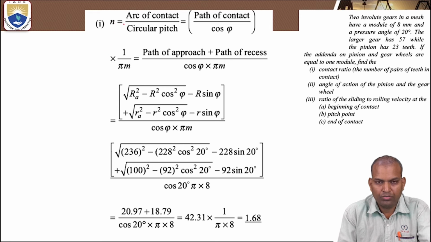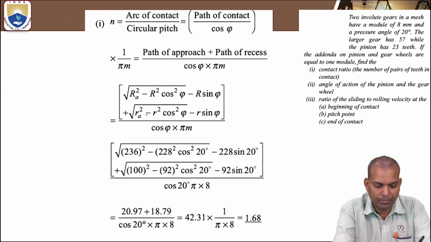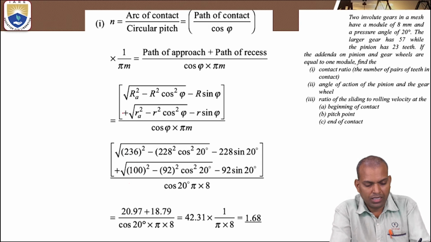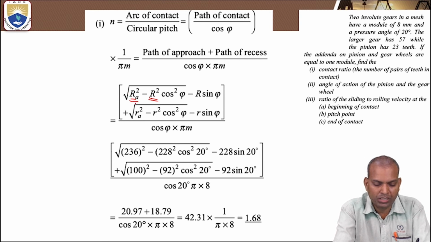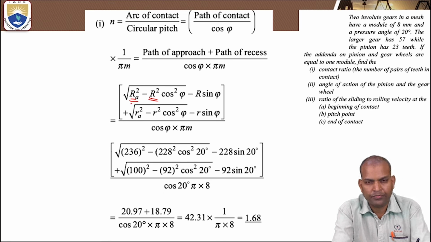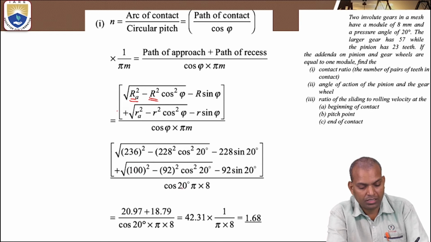Contact ratio N equals arc of contact by circular pitch. Path of contact by cos phi, that is times 1 by pi m. Circular pitch means pi d by t, that is pi times module. Substitute over here: the square root of RA square minus R square cos square phi, minus R sin phi. Then the values: RA we know is 236, capital R, the pitch circle radius of the gear, is 228, phi is 20. Substitute. Similarly for small ra and small r.